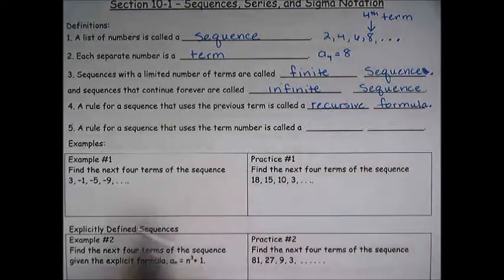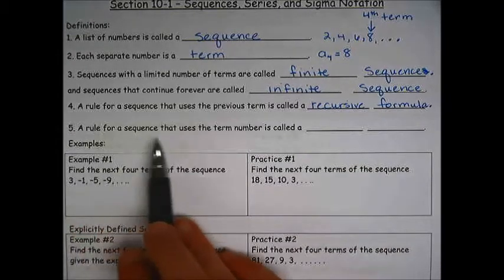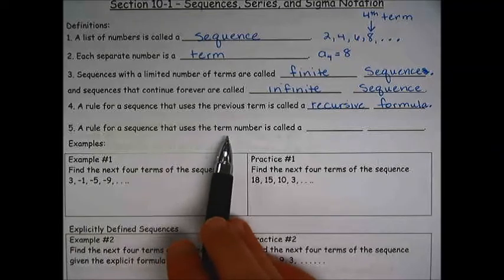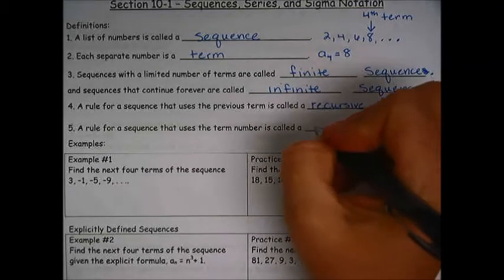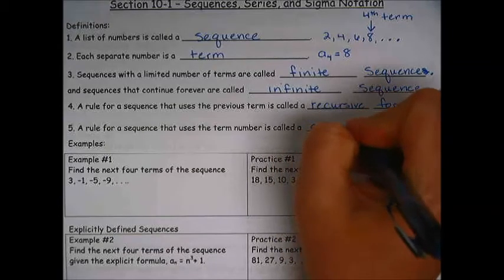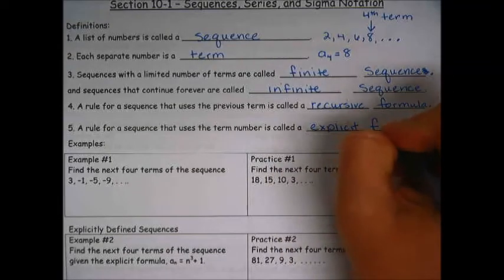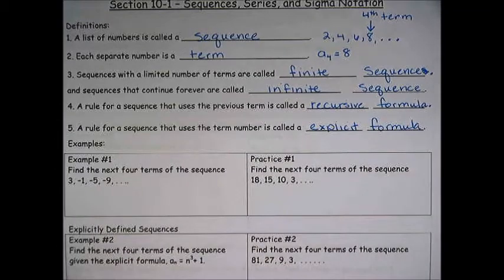And then what we have spent a lot of time doing in mathematics is using a rule that uses the term number. When I set up a linear equation for a sequence, I'm using the term number, and that's called an explicit formula. We'll do an example of both of those when we look at example 1.